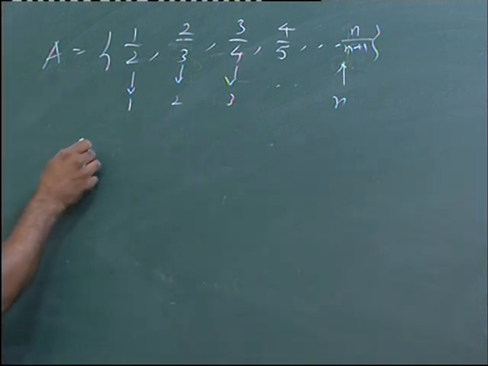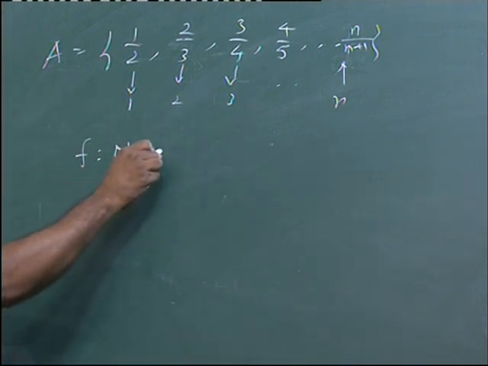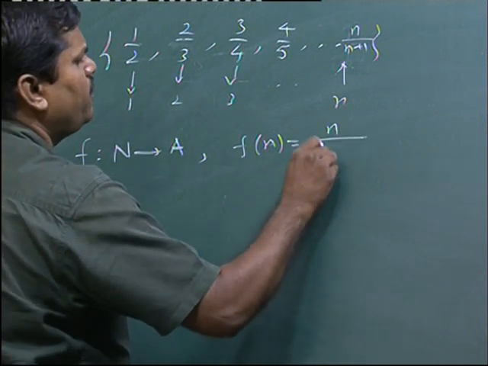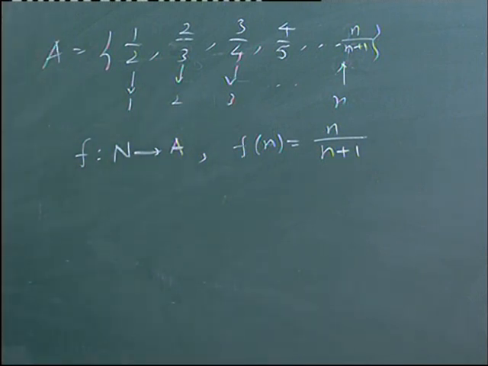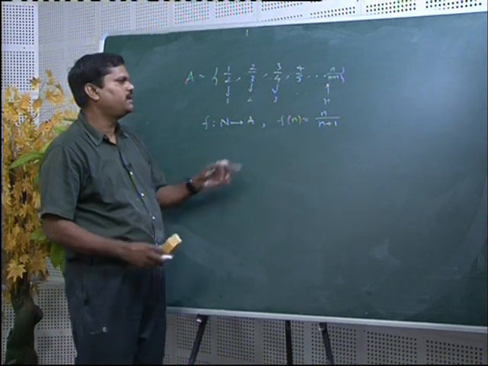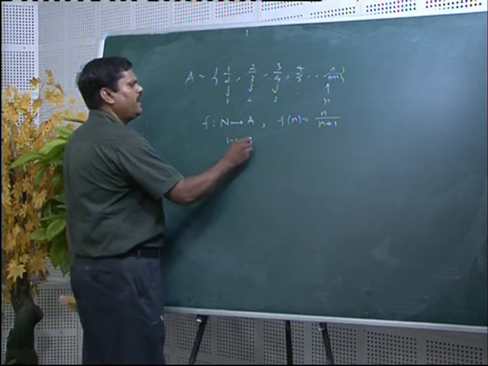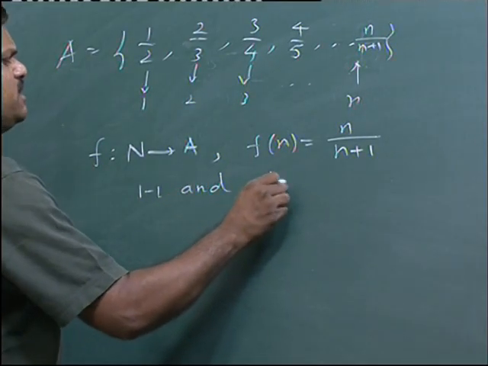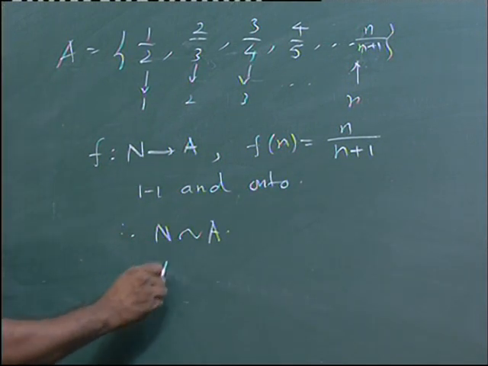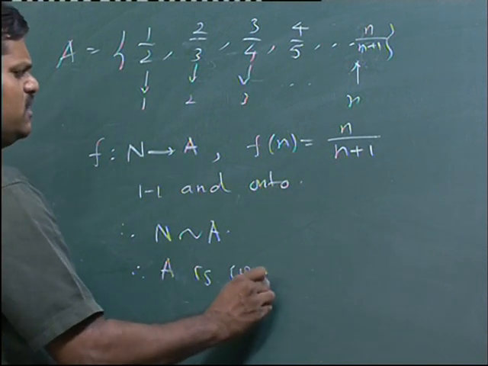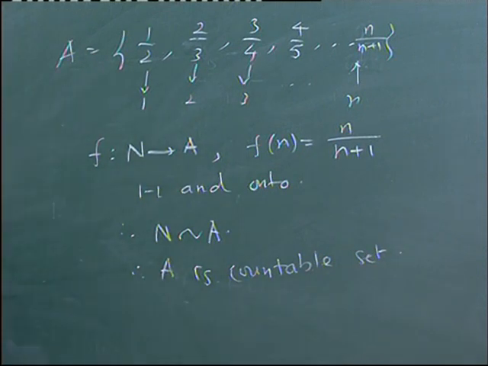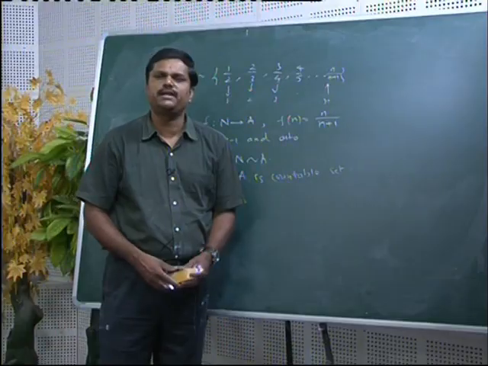So, this gives us the idea: you can define a function f from N to A as f(n) is equal to n upon n plus 1, and it is a simple exercise for you to prove that this correspondence or this function is 1-1 and onto. Since it is 1-1 and onto, we can say N is equivalent to A, and therefore A is countable. So, this is another example of a countable set. A is a countable set. Let us see the next one on the screen.